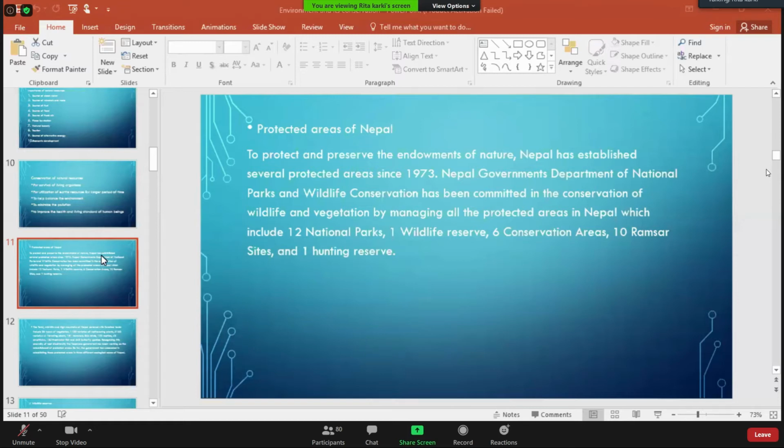There are 12 National Parks, as you have already studied in class 7 also. There are altogether 12 National Parks present in our country, 1 Wildlife Reserve, 6 Conservation Areas, 10 Ramsar Sites, and 1 Hunting Reserve.